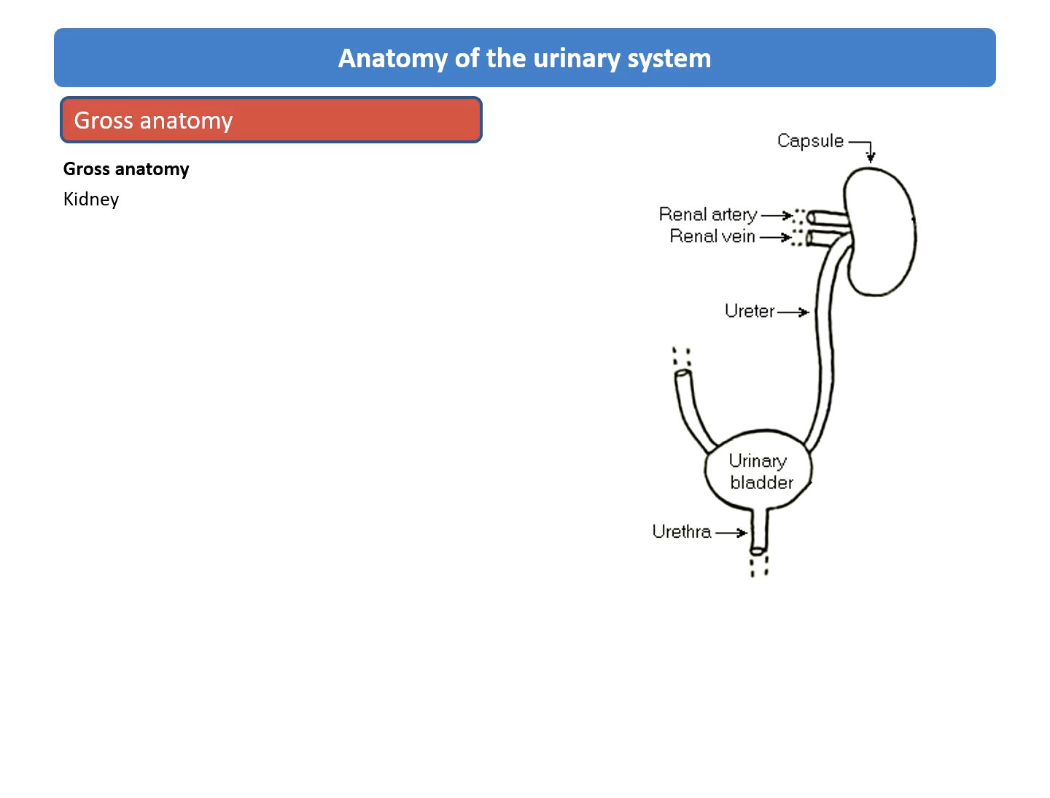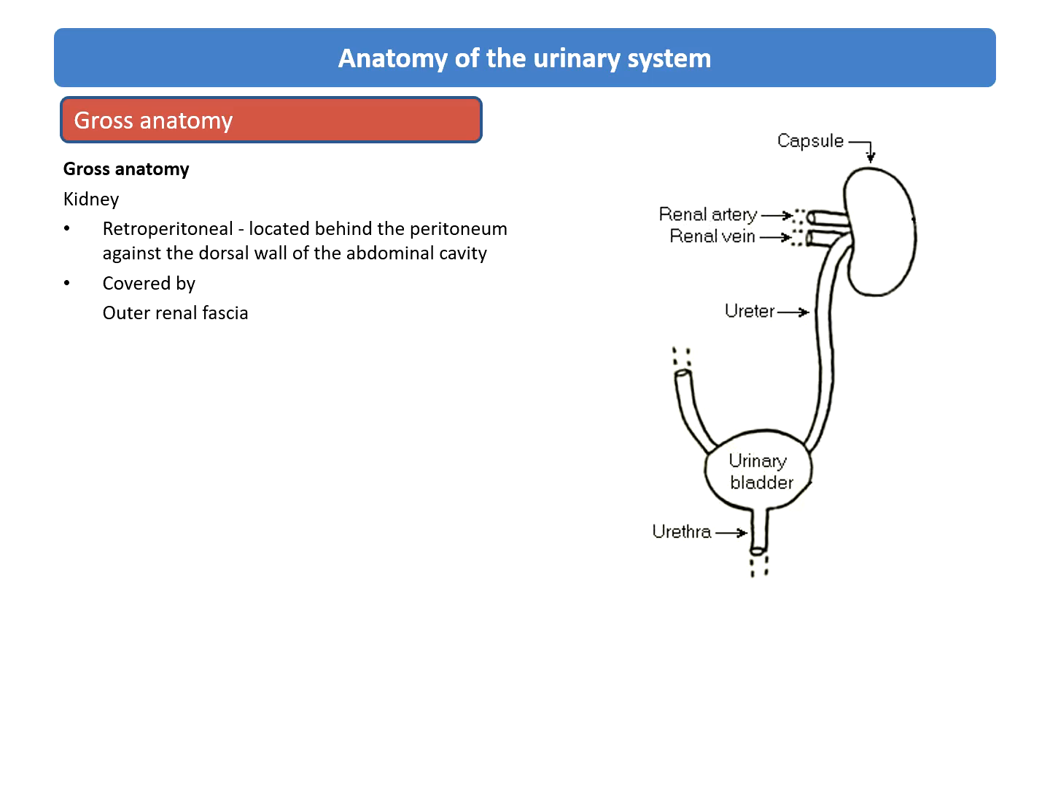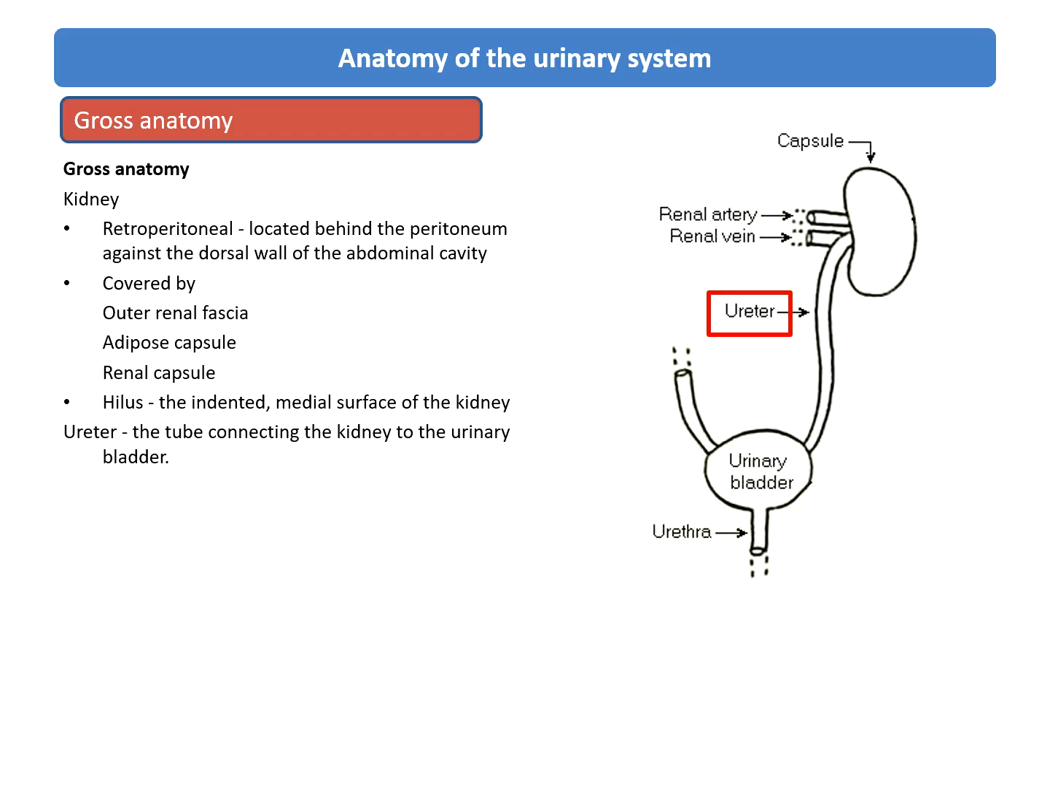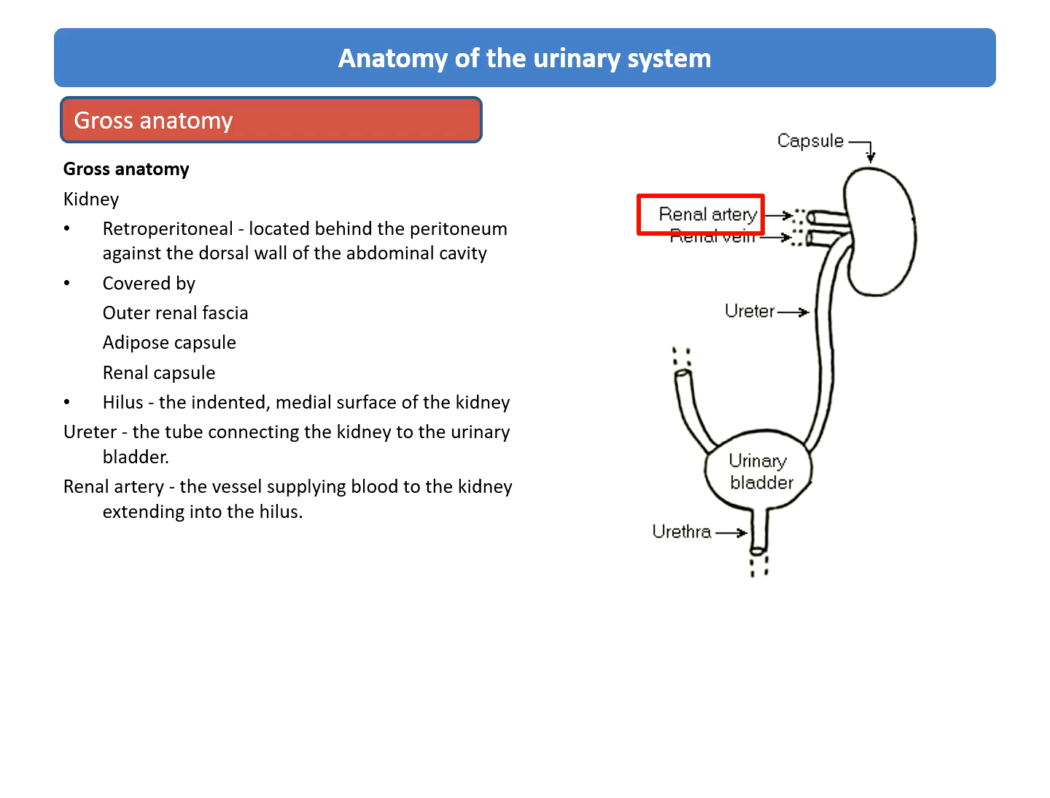Looking at the gross anatomy, the kidney is located in the upper lateral sides of the abdominal cavity, located behind the peritoneum, and so we refer to the kidney as retroperitoneal. It's covered by an outer renal fascia, an adipose capsule, and then a connective tissue renal capsule. The hilus is the indented medial surface of the kidney. The ureter is the tube draining the kidney to the urinary bladder. The blood supply is very straightforward. It's supplied by a renal artery and drained by a renal vein.